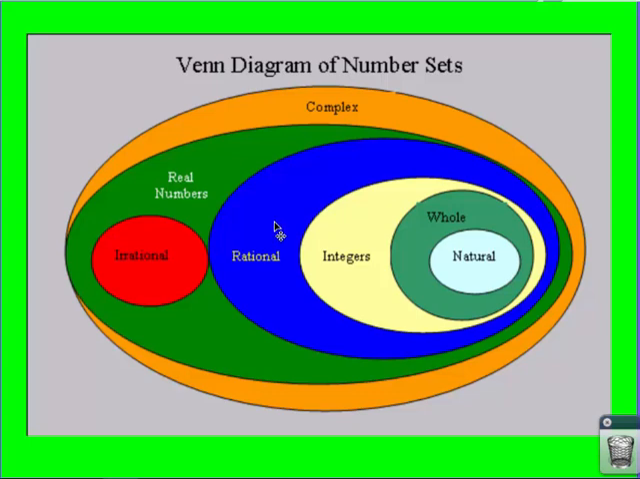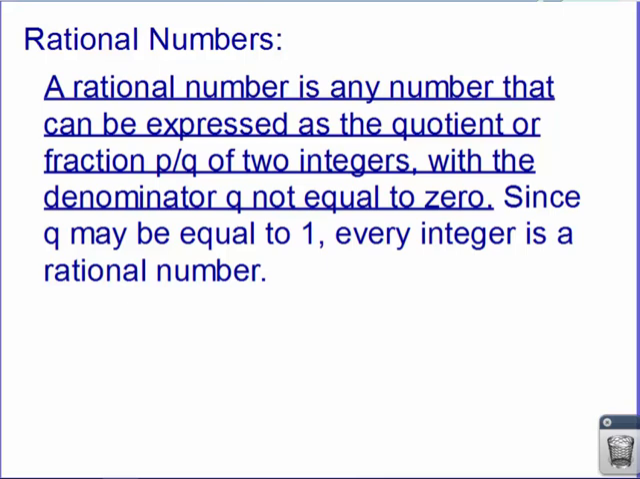The next type of number that we're going to deal with are the rational numbers. Now, rational numbers has a rather lengthy definition, but I need you to understand this definition. It says a rational number is any number that can be expressed as the quotient or fraction p over q of 2 integers with the denominator q not equal to 0. Since q may be equal to 1, every integer is a rational number.